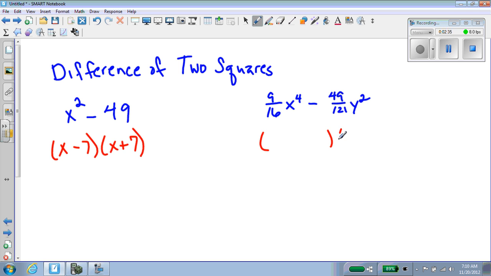So we could factor this into, let's see, 3/4 x squared, 3/4 x squared, 7/11 y, 7/11 y, minus, plus. Done.